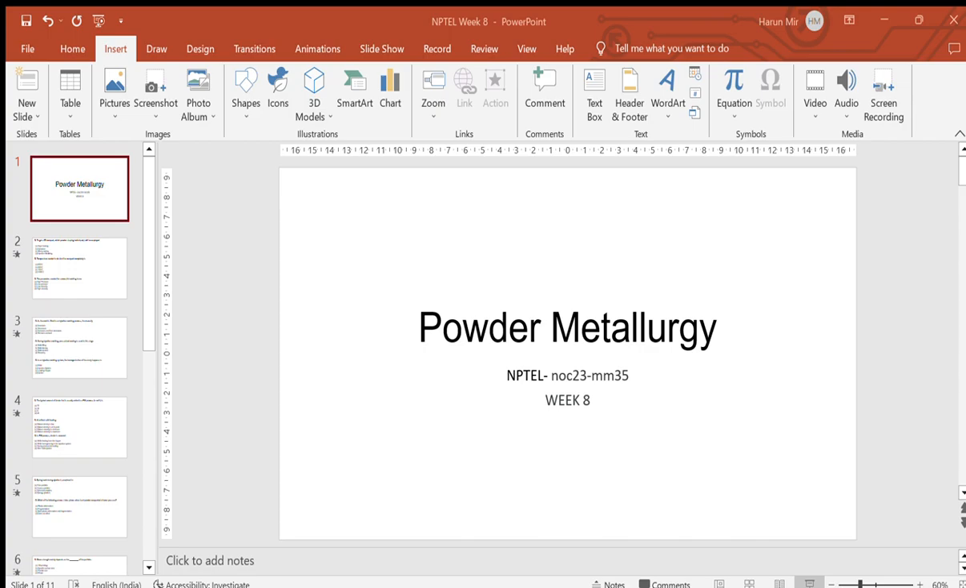So first we'll try to cover some MCQ based questions. The first question says, to get a 3D compact, which powder shaping technique will be employed? So we are being asked that we want to get a 3D compact. Which of the techniques should we use?